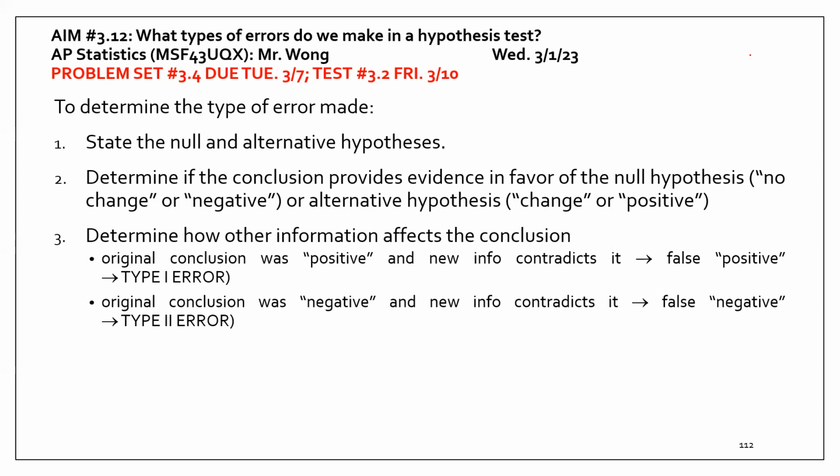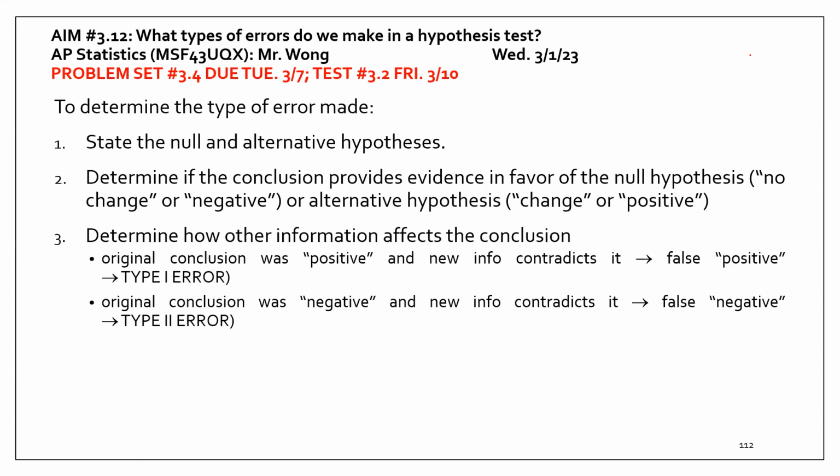So in order to determine how some other information that you receive after that conclusion affects that previous conclusion, to determine the type of error made, you basically look at the null and alternative hypotheses. Then you reach some kind of conclusion. And then some other evidence comes along that perhaps challenges that conclusion.